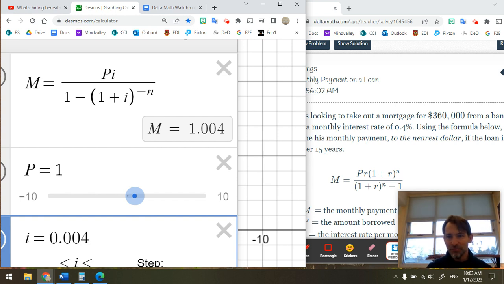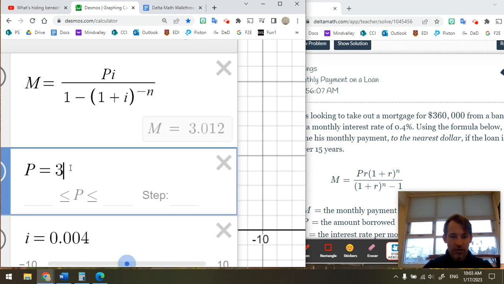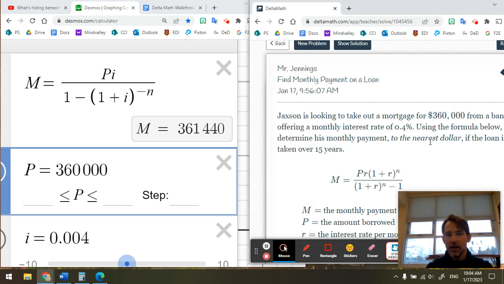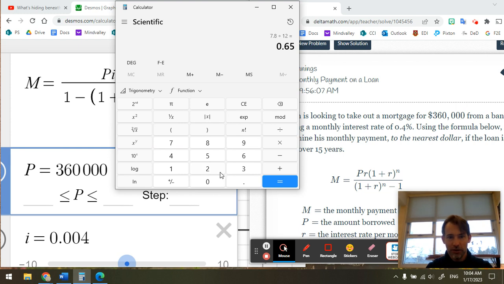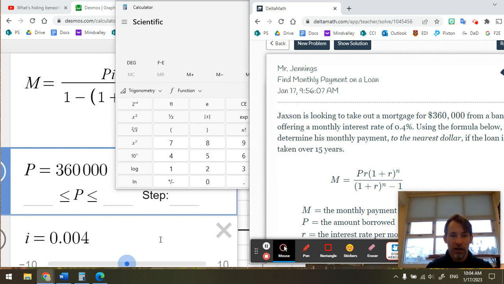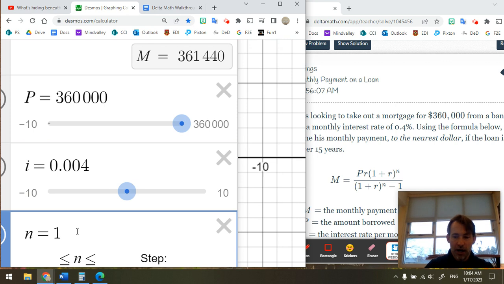And then we know that the loan total value is $360,000. We put that in there. And then we want to do that over 15 years. To find that, I'm going to do this on a calculator just to show you. You have to do 12 months per year times 15 years, which is 180 months that it's going to take you to pay this back. So you're going to pay this back in 180 payments. Put that in for your n.